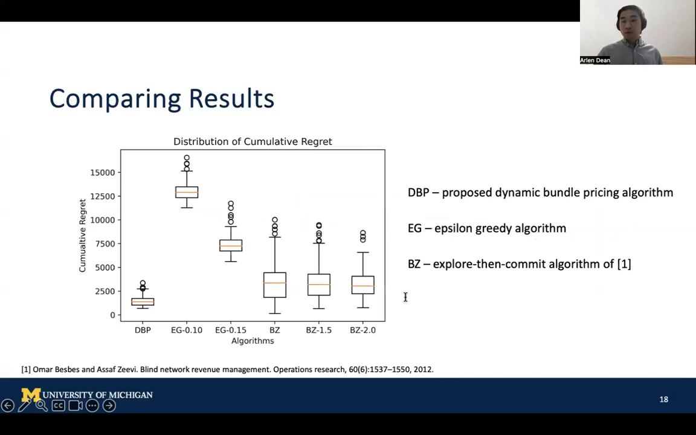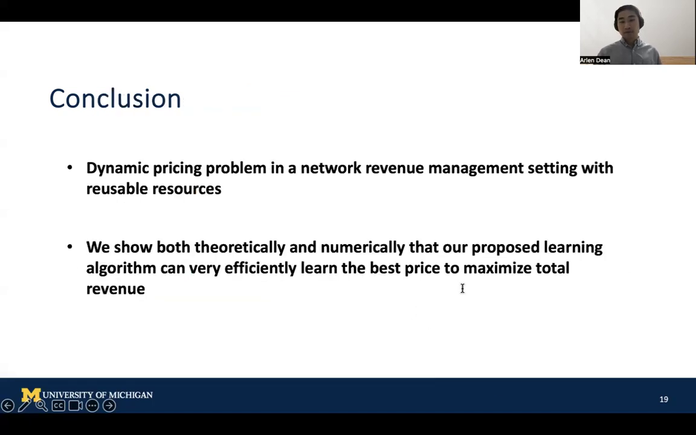In our paper, we also complement our theoretical results using simulated numerical experiments where we compare our algorithm to 2 benchmark models. Specifically, we consider 2 variations of epsilon greedy and 3 variations of a popular explore and commit approach. And in our experiments, we further show that our dynamic approach can consistently outperform both these benchmarks.